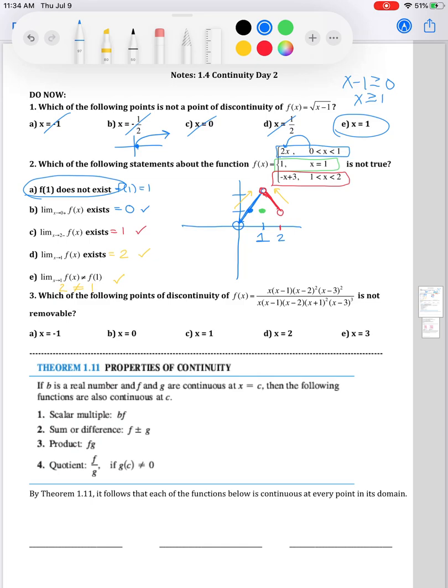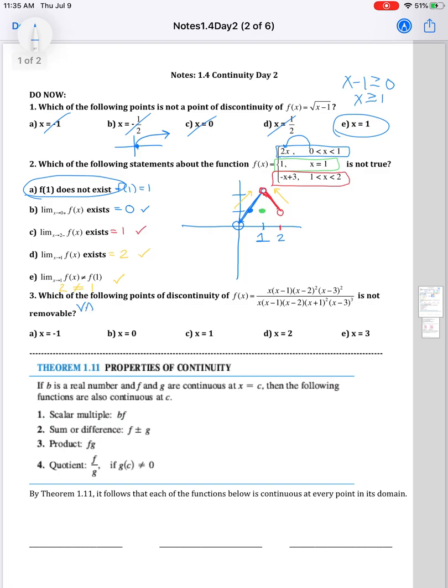All right, for 3, it's saying, which of the following points of discontinuity is not removable? So remember, a non-removable would therefore be a vertical asymptote or a jump. But the only one you can really determine from a function itself, unless you have a picture, would be a vertical asymptote. Okay, so according to this, what I would suggest is break it all up.